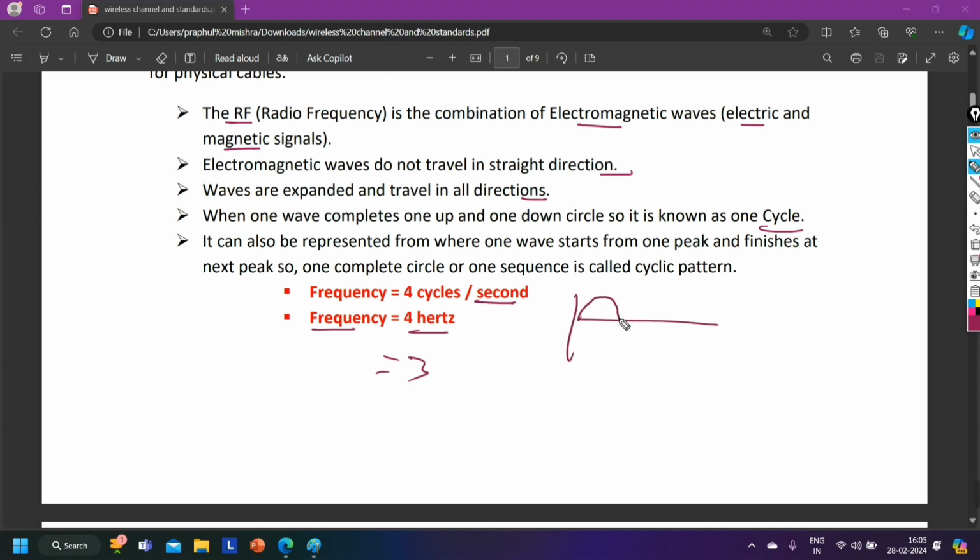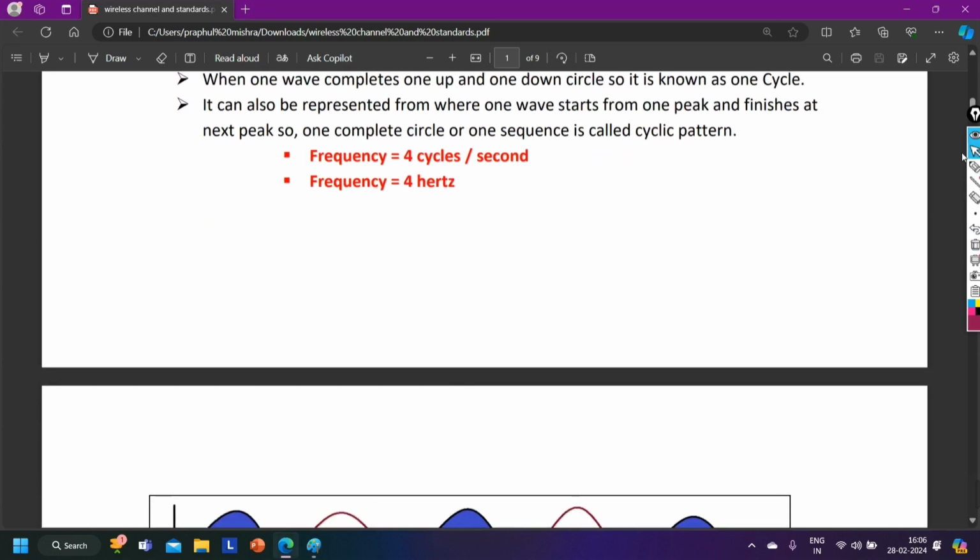A cycle doesn't mean just this. This is one up, right? In the same way it has to complete one down. So this is one cycle, and this is one cycle. If a wave is completing 3 cycles in a second, that means the frequency is 3. If a wave is completing 4 cycles in a second, that means the frequency is 4. So I hope now frequency is clear to you, like what frequency is and how we measure frequency, right?